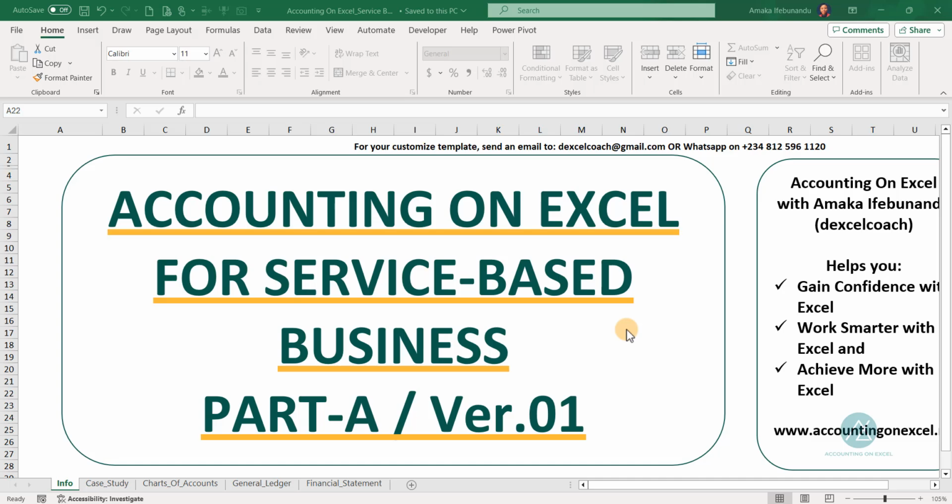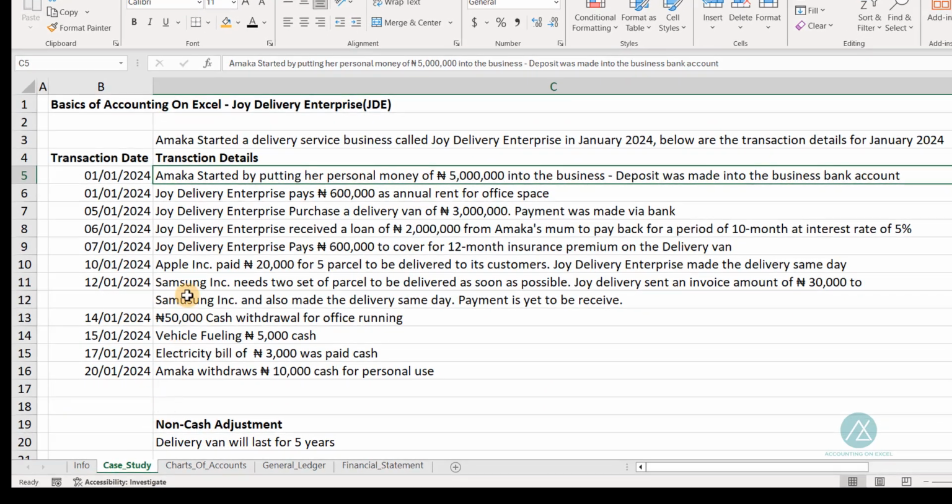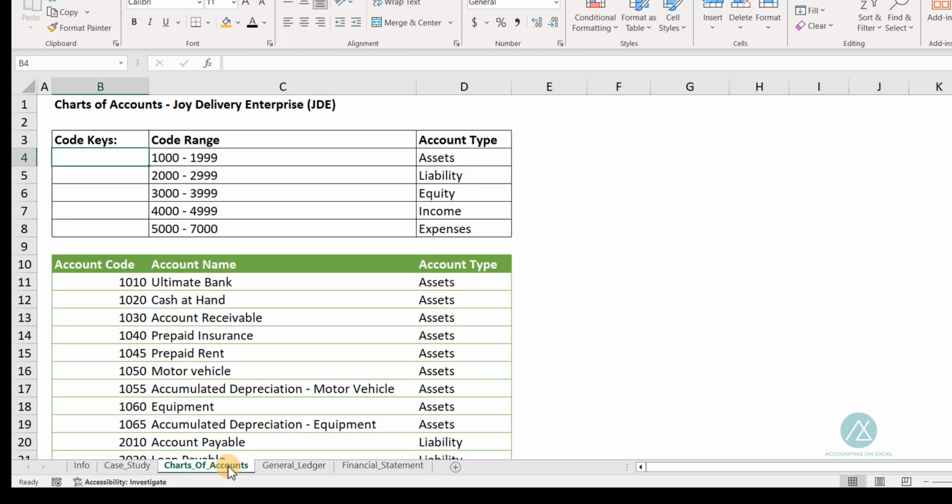Let me show you how you can record your financials and also generate your income statement and your balance sheet automatically. Right. So this is the case study we'll be working with. And before we go into the case study, let's walk through the other sections to see what this template is made of. First of all, your chart of account.